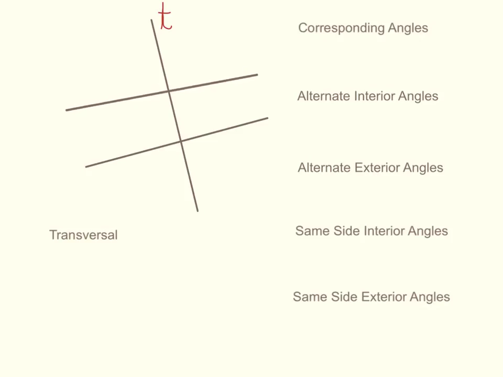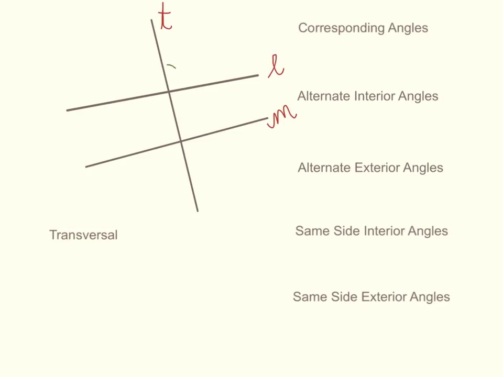Okay, so when we talk about the special relationships between the angles, we'll call this top line L and this bottom line M. We have corresponding angles, alternate interior angles, alternate exterior angles, same side interior angles, and same side exterior angles. Okay, a corresponding angle means that it's going to be in the exact same place where that transversal crosses. It doesn't matter if the lines are parallel or not.